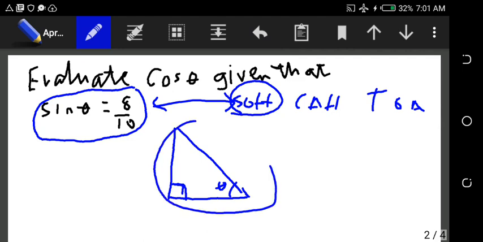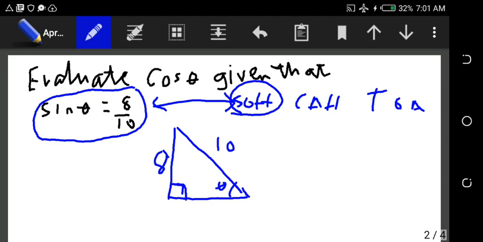Therefore we come back to this triangle and fill in those values. If our theta is here, for the sine of this theta to evaluate to 8/10, it means that the opposite of the angle is 8, while the hypotenuse is 10. This is the only way that the given theta could have evaluated to 8/10.